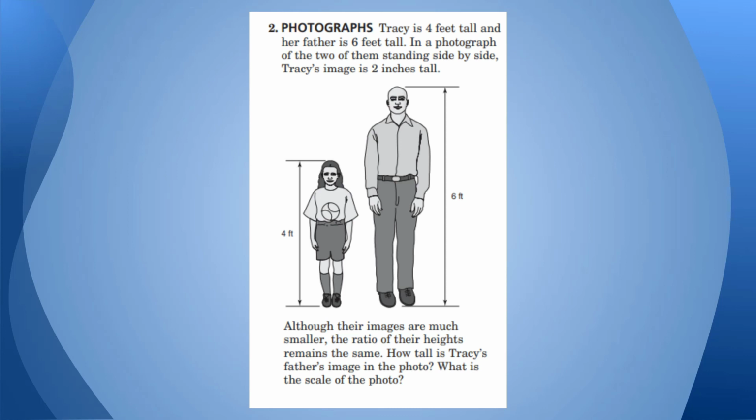All right, photographs. Tracy is 4 feet tall and her father is 6 feet tall. In a photograph of the two of them standing side by side, Tracy's image is 2 inches tall. So we've got Tracy at 4 feet and her father at 6 feet. Although their images are much smaller, the ratio of their heights remains the same. How tall is Tracy's father's image in the photo? What is the scale of the photo?